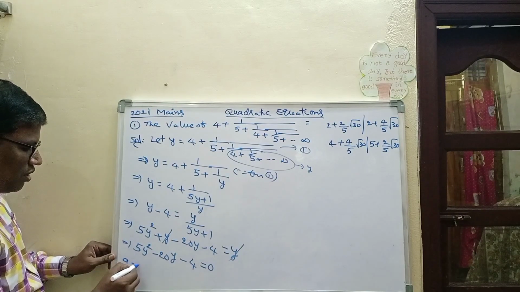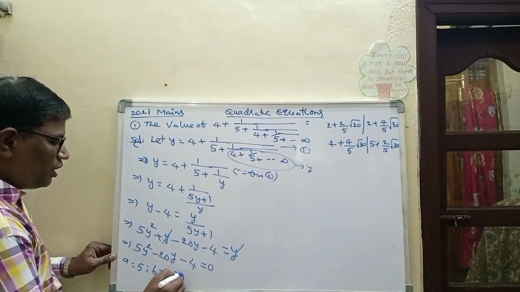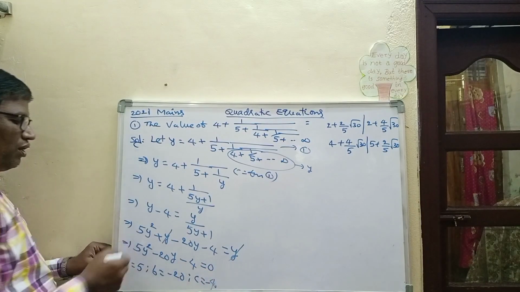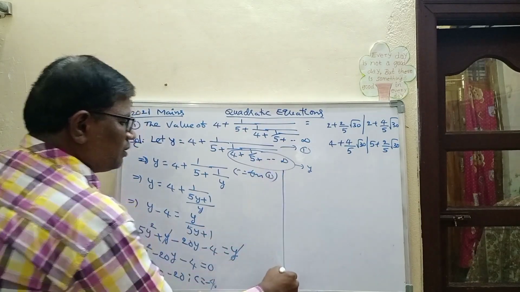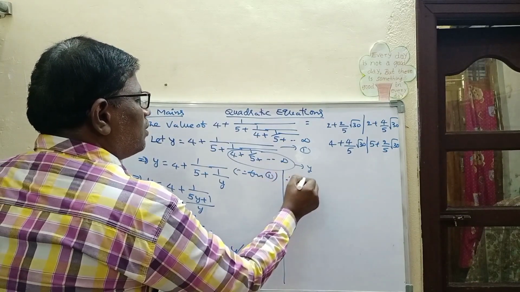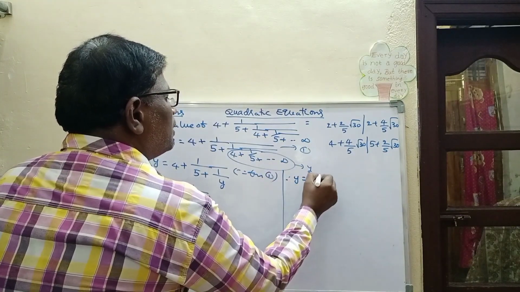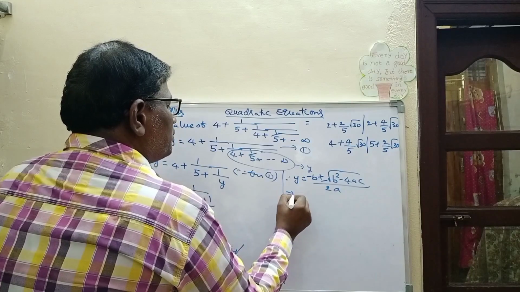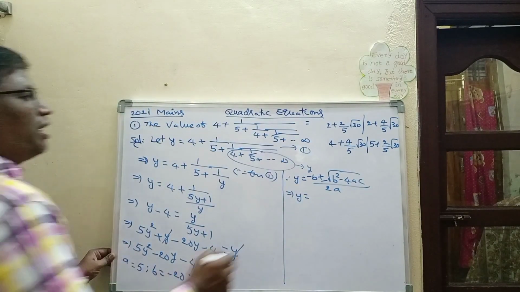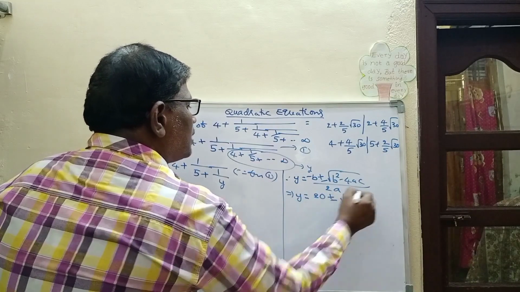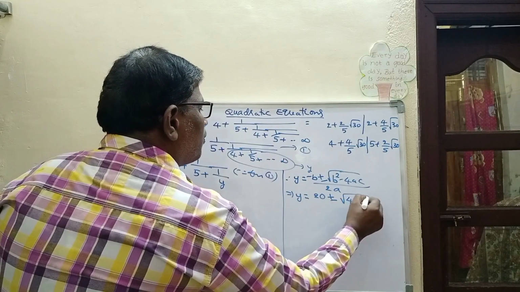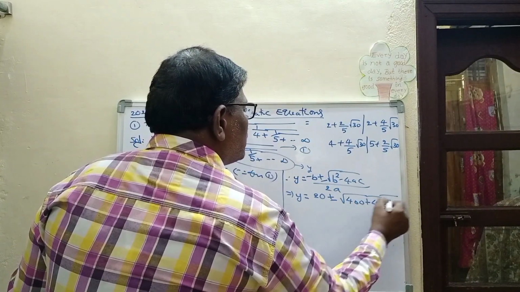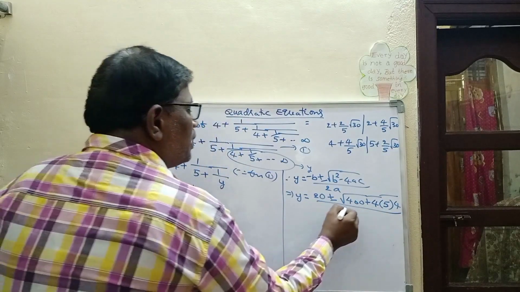So here a is equal to 5 and b is equal to minus 20 and c is equal to minus 4. So from this, to find the roots for this quadratic equation, y is equal to, the formula is minus b plus or minus under root b square minus 4ac divided by 2a. So y is equal to minus of minus 20, that is plus 20, plus or minus under root b square means 20 square, that is 400, minus 4ac, 4 into 5 into minus 4, this means plus 480 divided by 2a, a is nothing but 5.